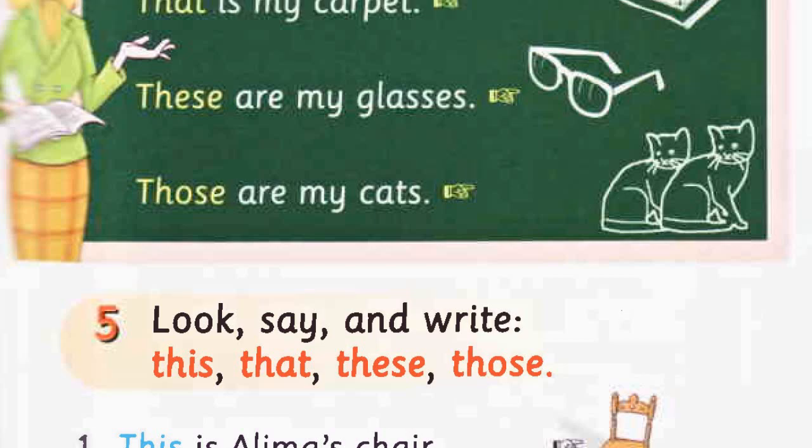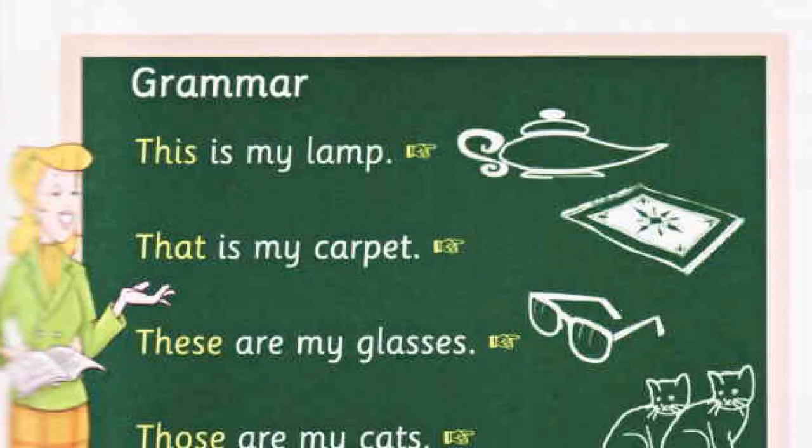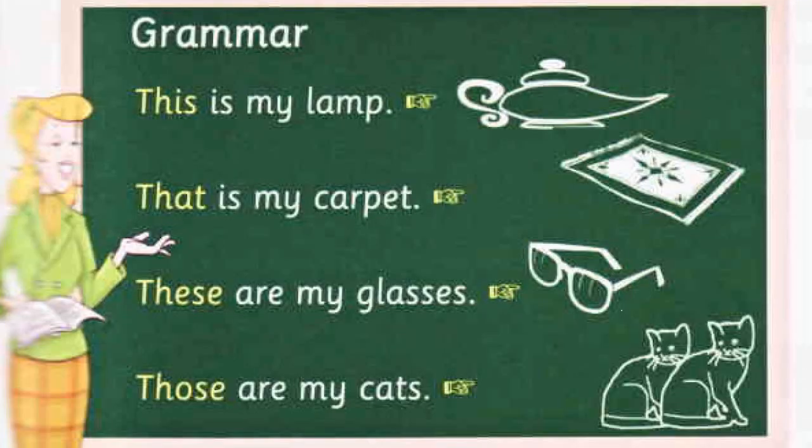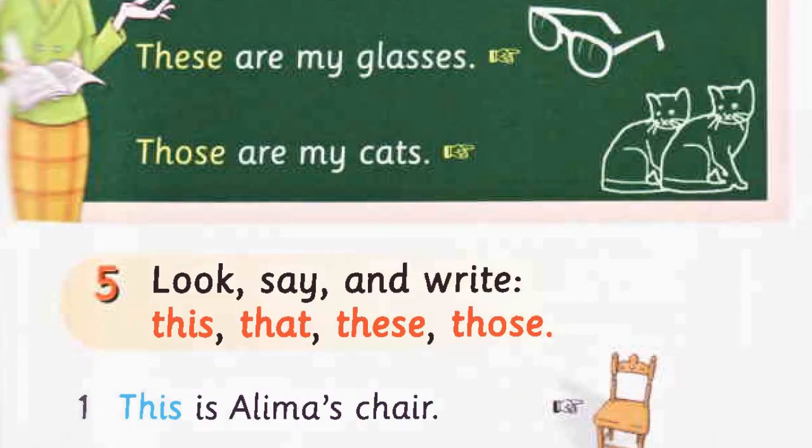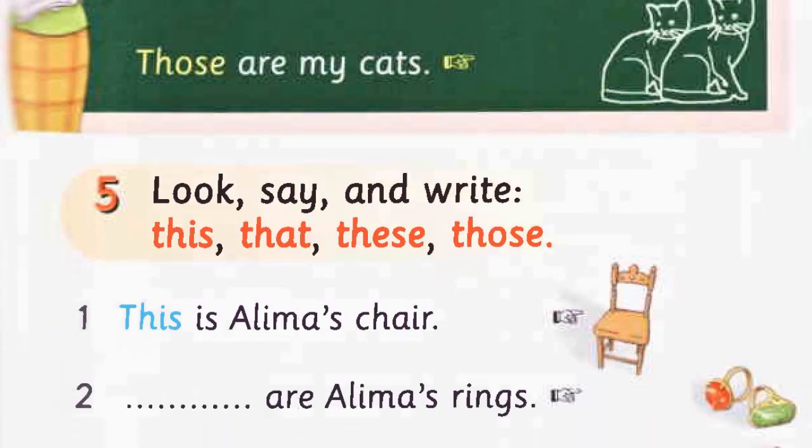Now, I want you, as a first part of the classwork today, stop the video, open your notebook, and write the sentences from here. This is my lamp. That is my carpet. These are my glasses. Those are my cats. Write in your notebook. Okay. Now, you completed the first part.